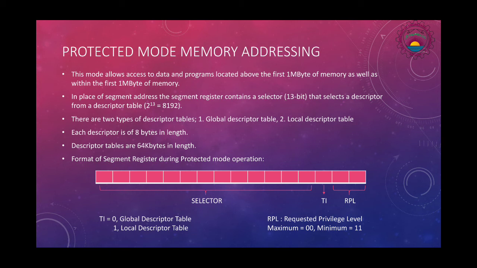And there are two types of table, global descriptor table and local descriptor table. And these tables will be indicated by using TI bit. Which table is to be accessed? That will be indicated by using TI bit. If TI bit is 0, global descriptor table will be accessed. If TI bit is 1, local descriptor table will be accessed. Each descriptor is of 8 bytes. So we will be discussing these 8 bytes in the next slide.